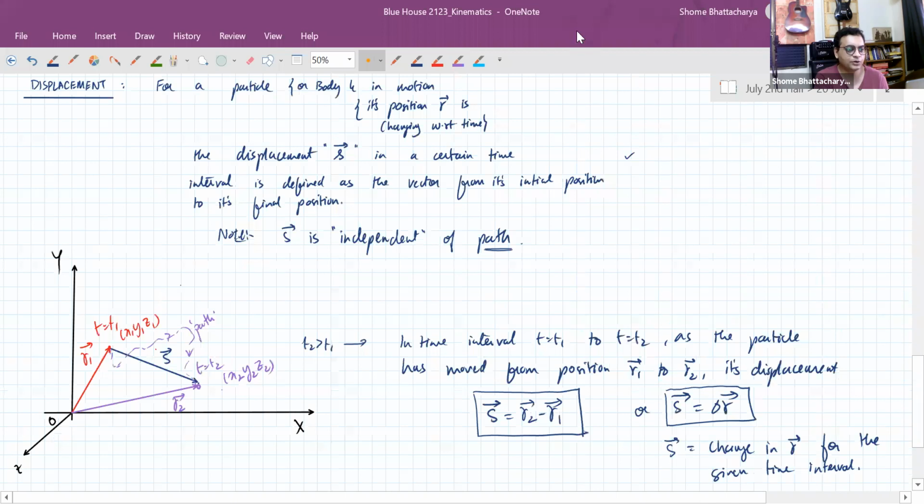From this point onwards, whenever we think of the term displacement, we just think in terms of this vector equation: S is equal to R2 vector minus R1 vector, or final R vector minus initial R vector, or simply delta R. It captures everything that we need to know about the displacement concept. So just make a note of this, we'll discuss.